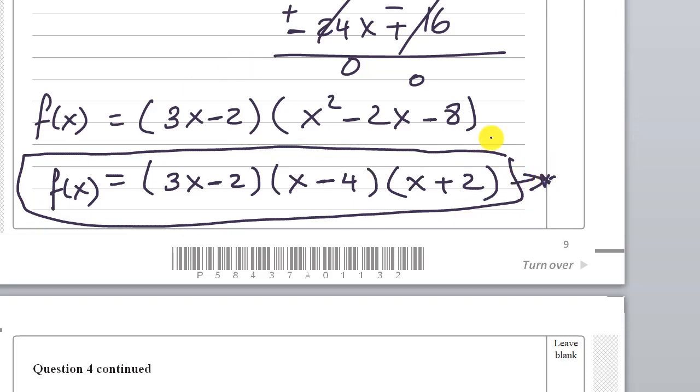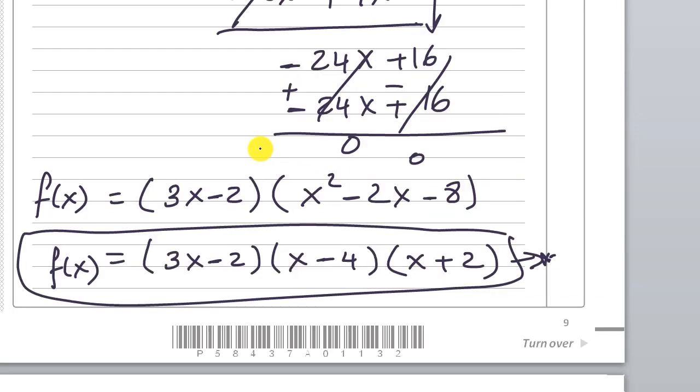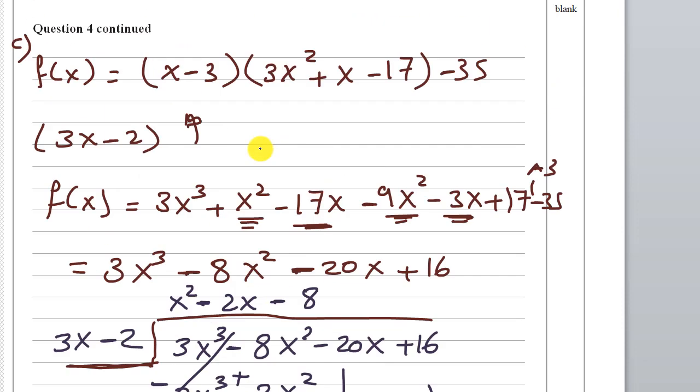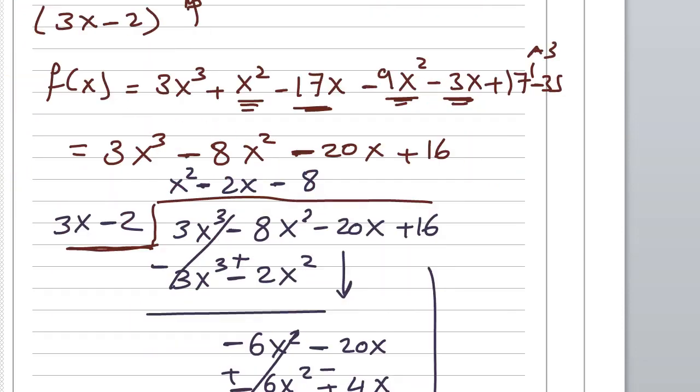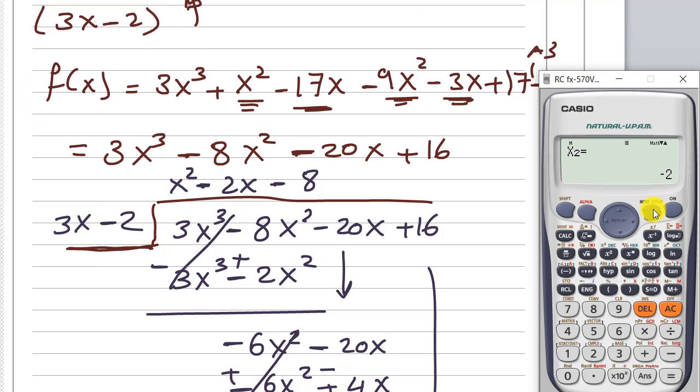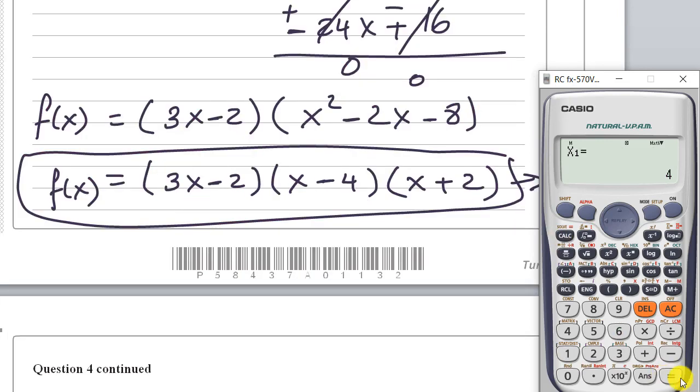If I like to check this answer to be more sure, I will go through this equation again. Now this is your calculator again, equation 5. Instead of 3, I will go to 4. Now 3 enter, minus 8 enter, minus 20 enter, and then 16 enter. And then 2 over 3, and then minus 2, which is x plus 2.